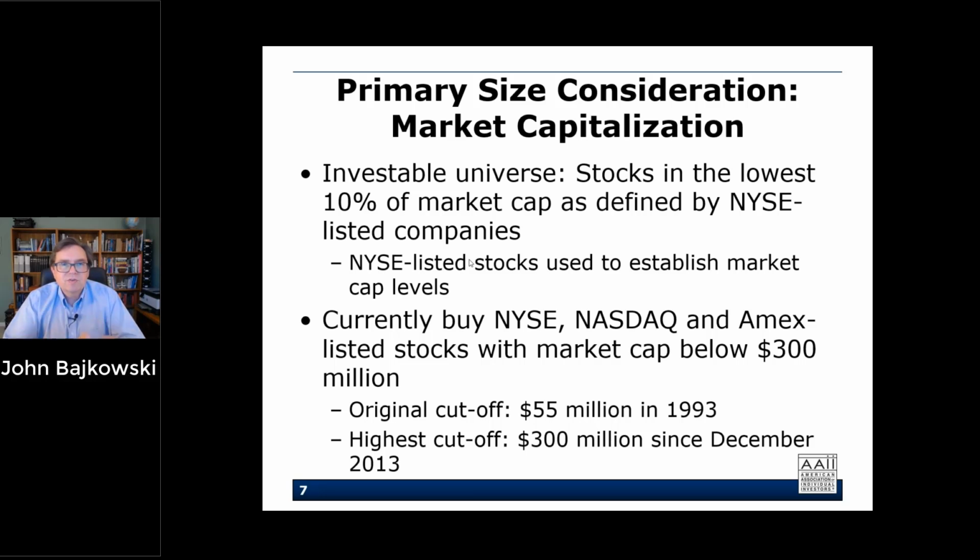So when it comes to the shadow stock, we first include a stock in the shadow stock. Our maximum ceiling of market cap we'll consider is 300 million. And when this started back in 1993, our actual cutoff was 55 million. So the markets have gotten larger as far as market cap over time. We've been at 300 million since 2013, and so it's been our upper cap for some time.